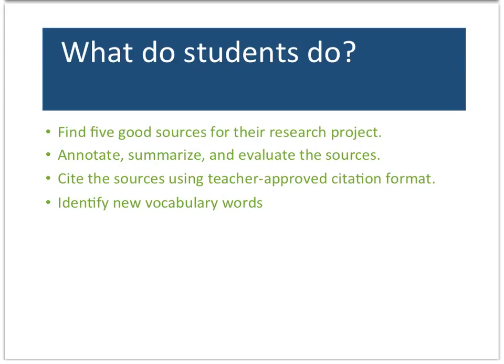In this lesson, students are going to find 5 good sources for their research project, which they began in Lesson 4. They're going to annotate, summarize, and evaluate the sources. They're going to cite the sources using whatever teacher-approved citation format you decide on. And they're going to identify some new vocabulary words from their readings.